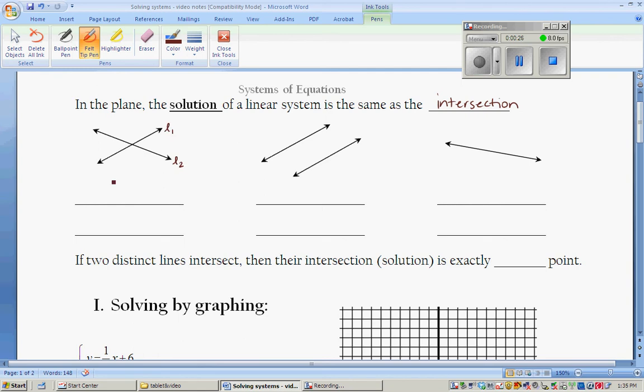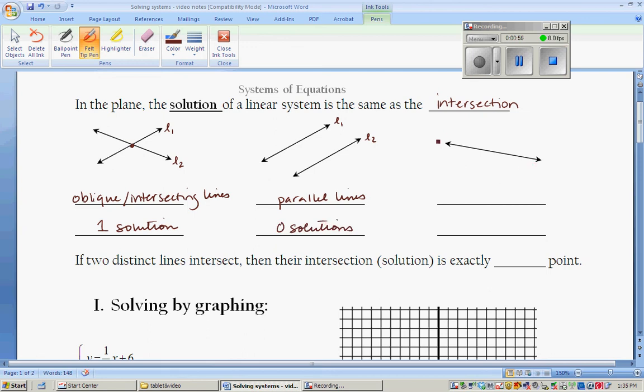that intersect, they are oblique or intersecting lines, and they have exactly one solution. Now, if you have a set of lines like this, line 1 and line 2, these are parallel lines. And as you can see, they have no intersections, so they have 0 solutions.